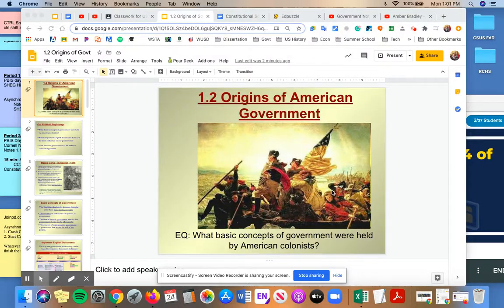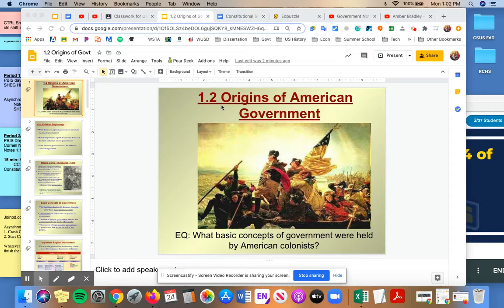Good morning, government students. Today we will be doing notes 1.2, that is Unit 1, and our second set of notes, Origins of American Government. Your essential question: what basic concepts of American government were held by American colonists?